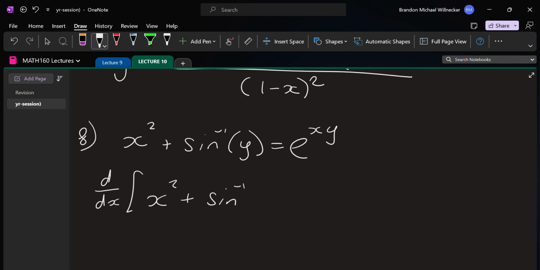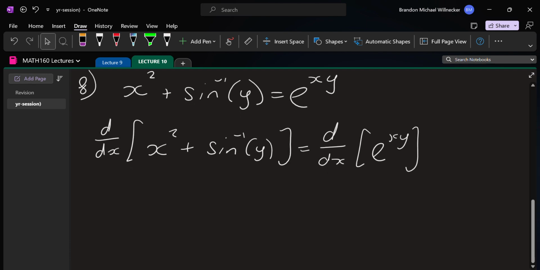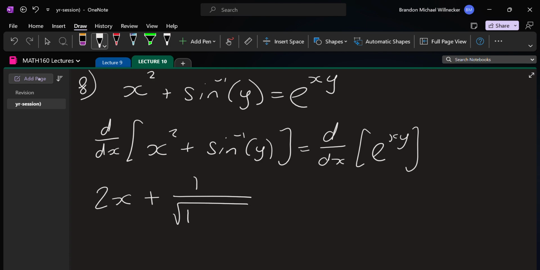Okay, so here d by dx of the one side and d by dx of the other side. Okay, so we're going to have to use the chain rule for the sine inverse, and we're going to have to use the chain rule and the product rule for that right-hand side. Okay, but we'll get to that. Okay, derivative of x squared, that's 2x. The derivative of sine inverse y, we need to use the chain rule because it's sine inverse of y of x. That's a composition. So it's going to be 1 over root (1 minus y squared) times y prime. Okay, so I've used the chain rule there.